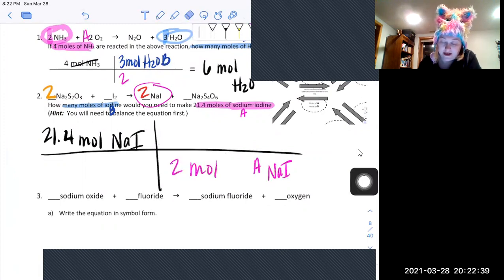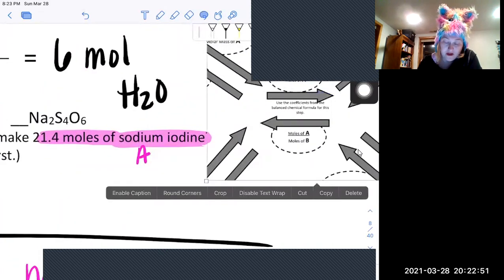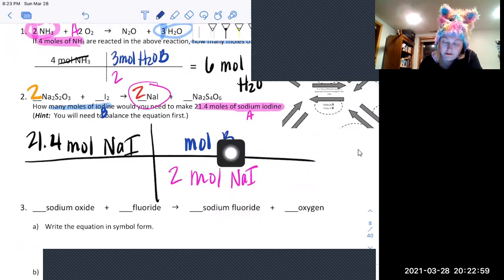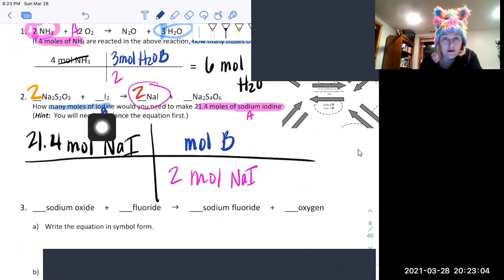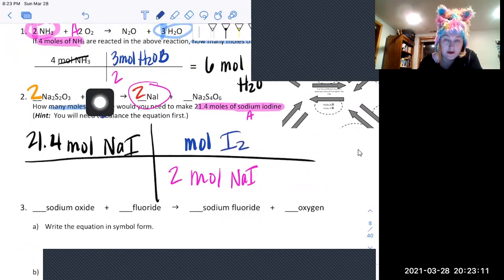Okay, I can erase that A if that's confusing for you to be there. I'll move this in here. And then what goes on top, if you look here, is moles of B. There's my moles of B. In this case, our B chemical is iodine. Iodine is right there, I2. So I'll erase B and I will write I2. I notice there's no coefficient in the front, so I assume it's a 1.